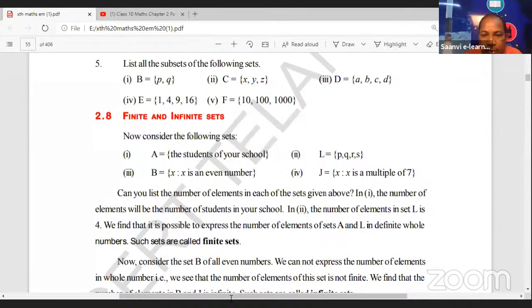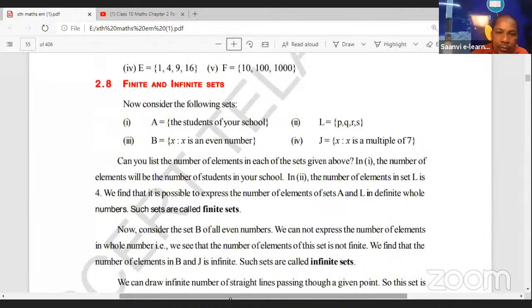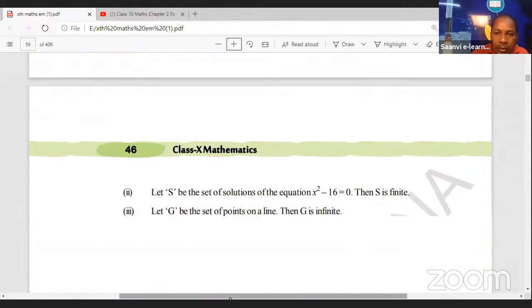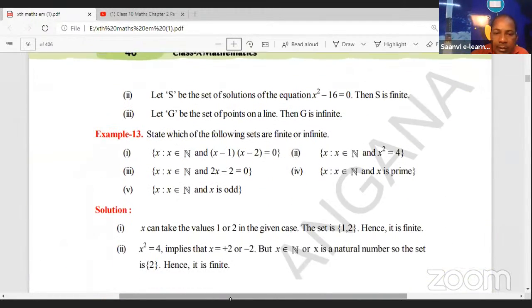And see the fourth example, J is equal to {x such that x is a multiple of 7}. So how many multiples of 7 are there? Can we count them? No, we cannot count them, because there are so many multiples of 7. So this is called an infinite set. It means in the given set, if the elements are countable, it is called a finite set, and if the elements are not countable, that is called an infinite set.